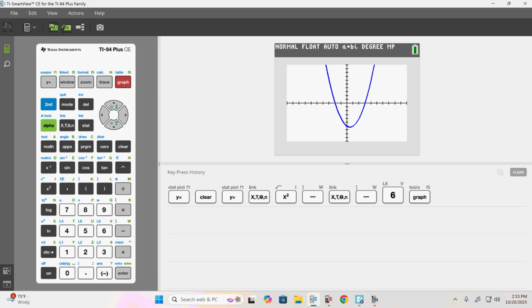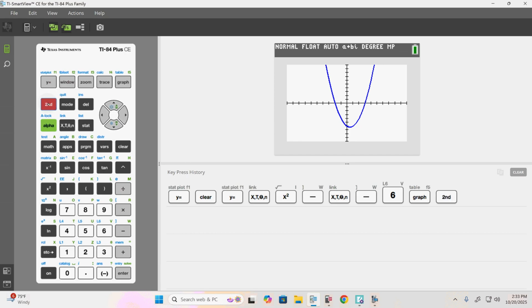Now again, we're looking for what values of x are going to make the y value be 0. We're looking for where it crosses the x-axis. And we see that it crosses the x-axis in 2 places, yes? One of them is going to be positive and one is going to be negative. Now at this point here, we can count the little hash marks to see what we get.